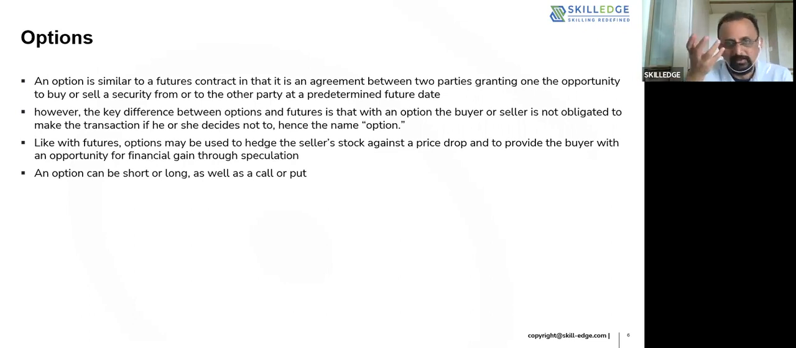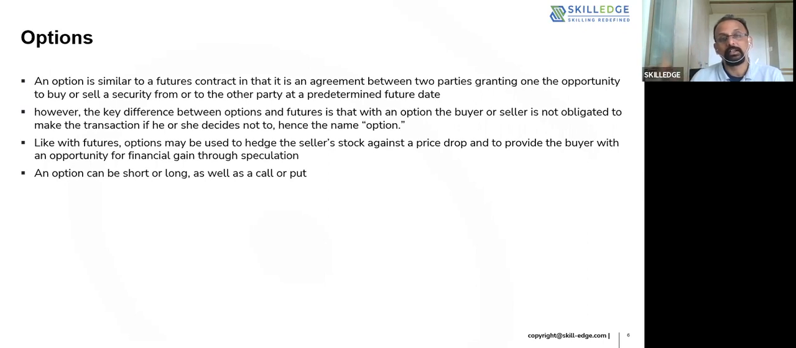Now, each contract will have a specified number of shares. So let's say that contract says there are 1,000 shares of that company in that contract at 100 rupees, right? So overall, the value is 1,000 into 100, 1 lakh rupees. So I can buy 1,000 shares of that company at 100 rupees 3 months from now. It is an option, so I need not buy.